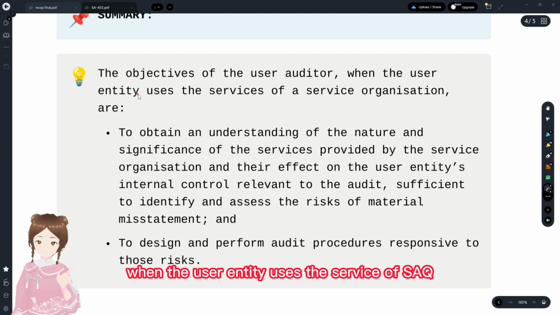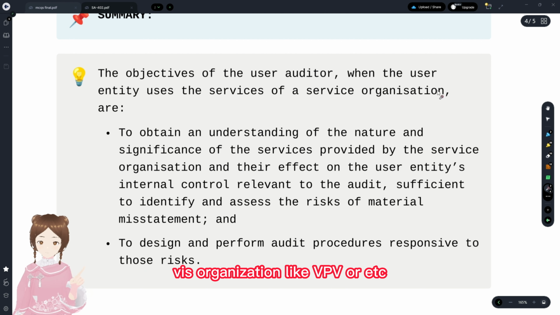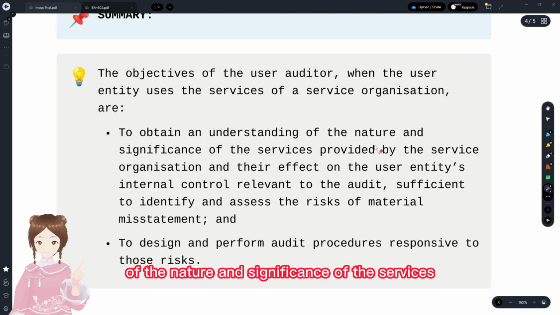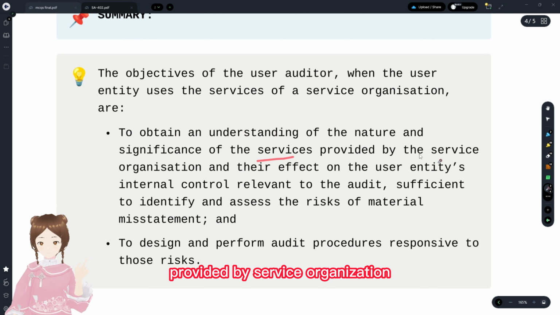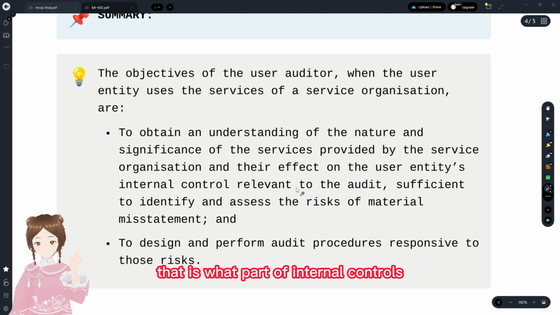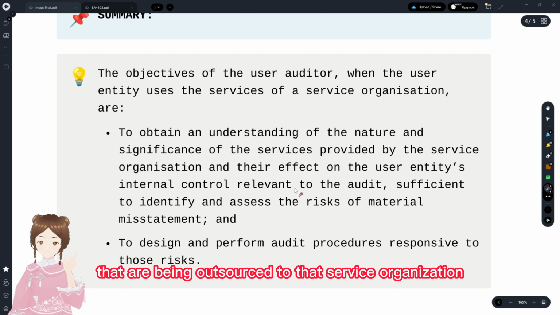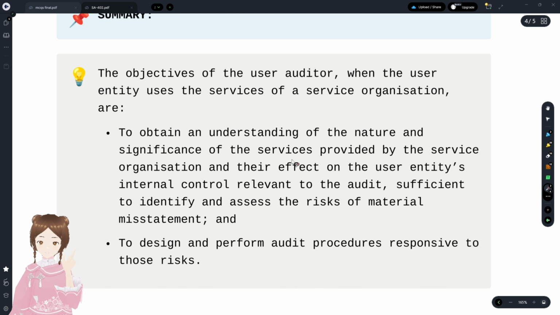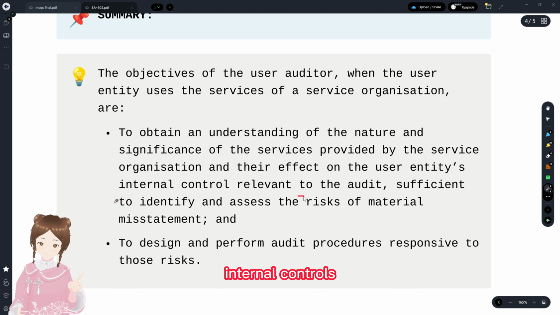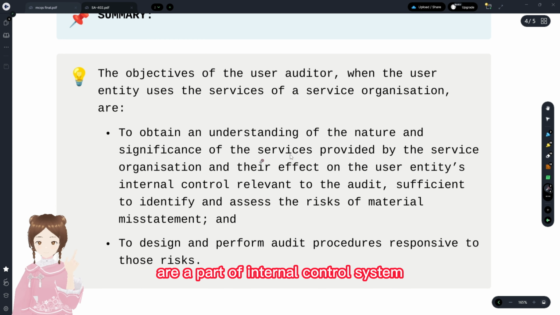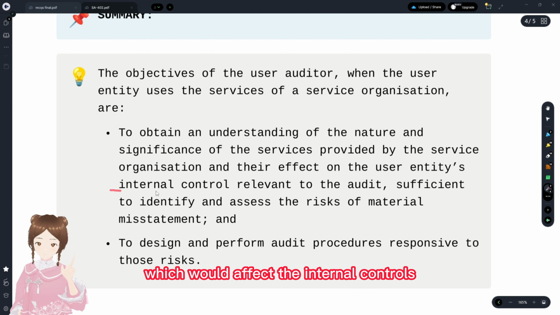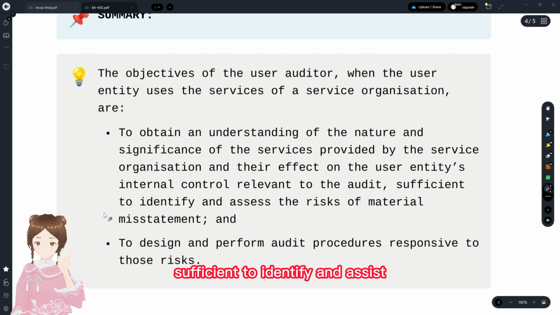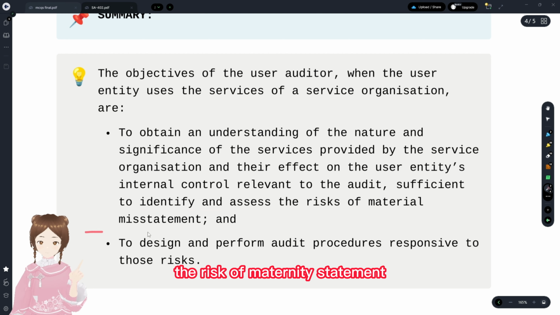When the user entity uses the service of a service organization, like a BPO, the objective is to obtain an understanding of the nature and significance of the services provided by the service organization. That is, what part of internal controls is being outsourced to that service organization, and their effect on the user entity's internal controls. These services are a part of the internal control system, which would affect the internal controls in the user entity, the entity we are going to audit. This should be sufficient to identify and assess the risk of material misstatement.